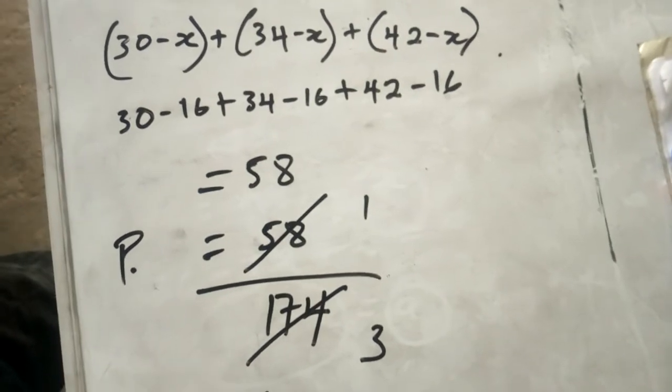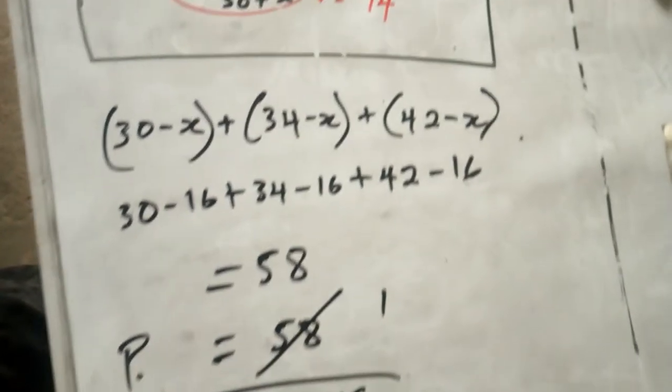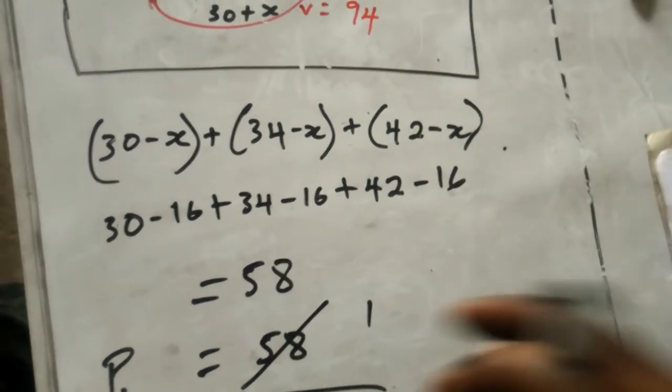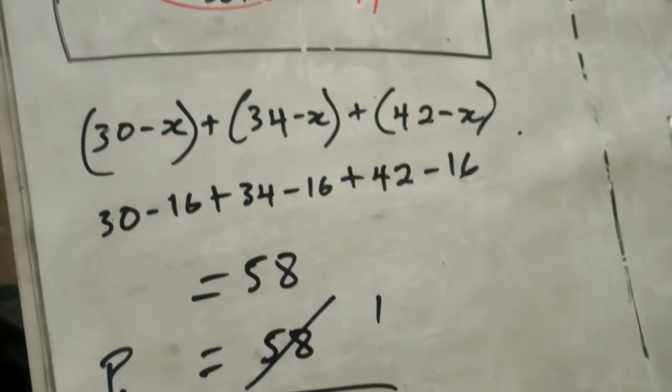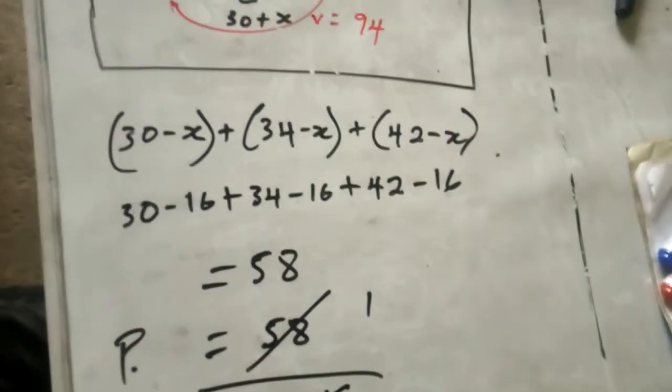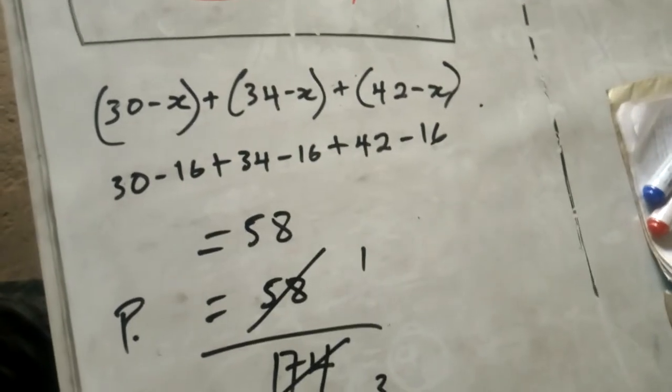So 1 over 3. Now your question is, what is the probability that a student chosen from the class plays only one game? One game. So try and solve that and give me the answer in the comment section below.